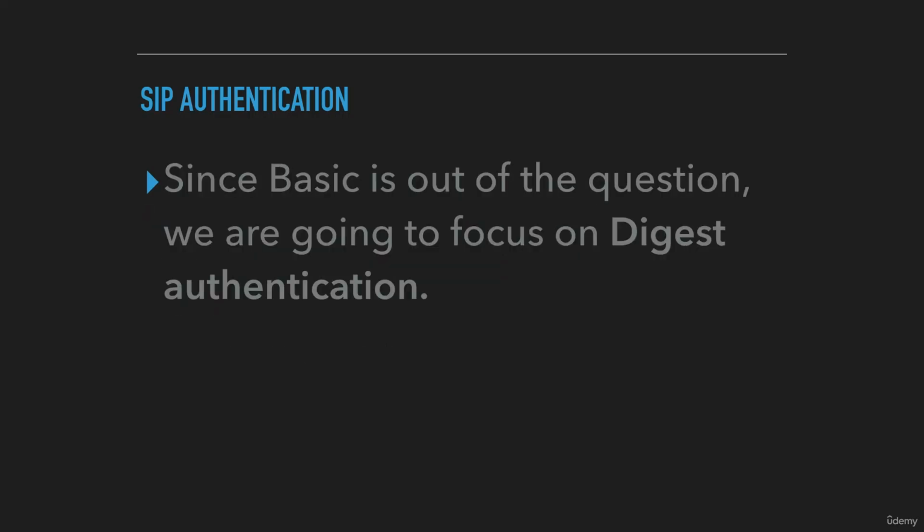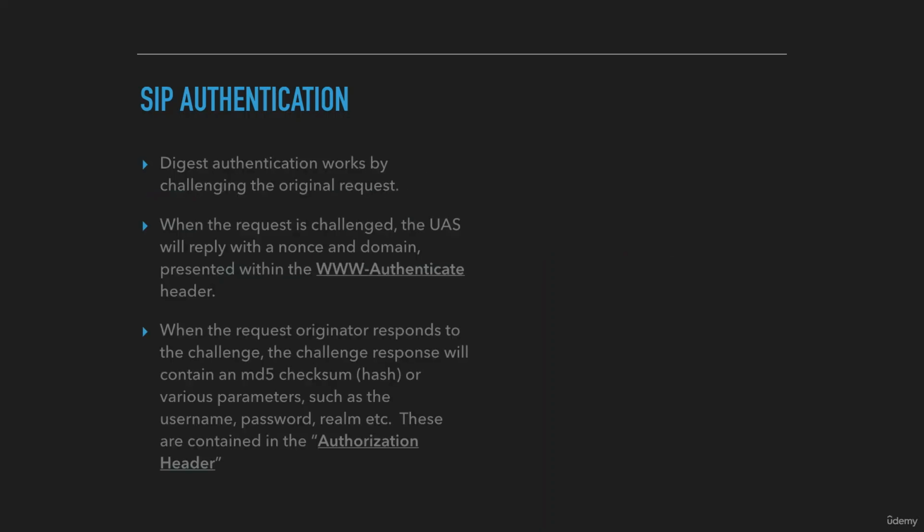And since basic is out of the question, let's focus on digest auth. Digest auth works by challenging the original request. When a request is challenged, the UAS will reply with a nonce and domain presented within a WWW-Authenticate header. When the request originator responds to the challenge, the response will contain an MD5 checksum or hash of various parameters such as the username, password, realm, etc. These are found in the Authorization header.